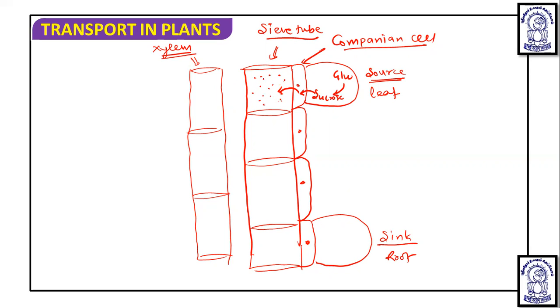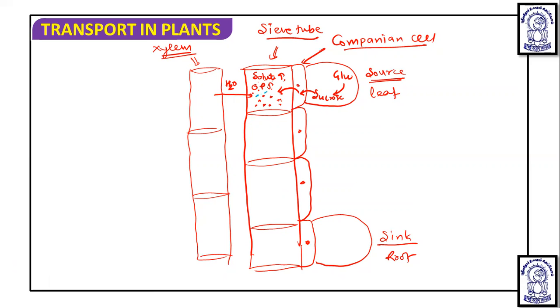Now, when the sucrose concentration increases, the solute concentration increases, so the osmotic pressure increases. So water will move from the xylem to this sieve tube element at the source. When water enters, so this is the sugar, and now water is entering.